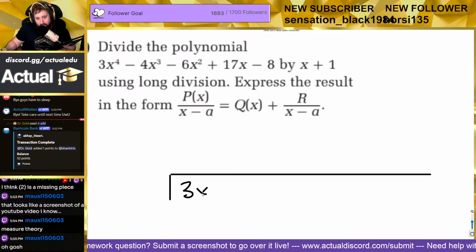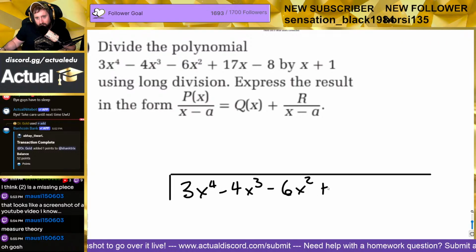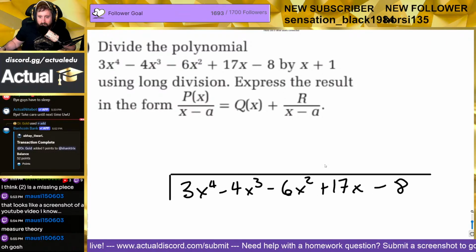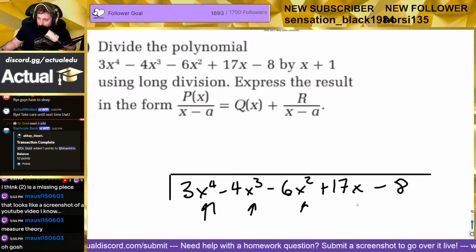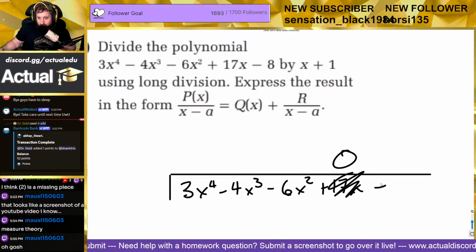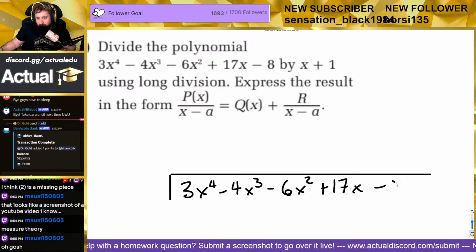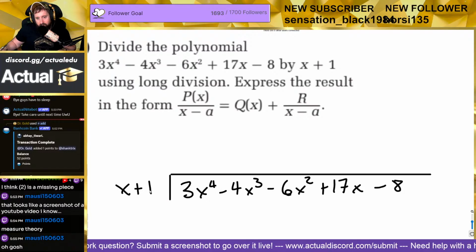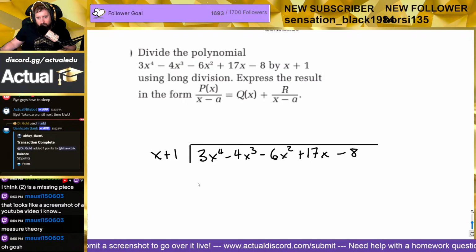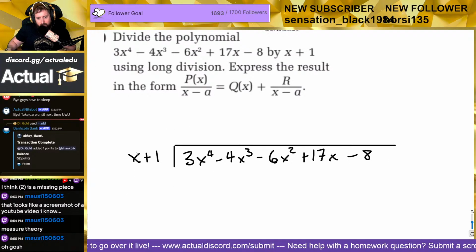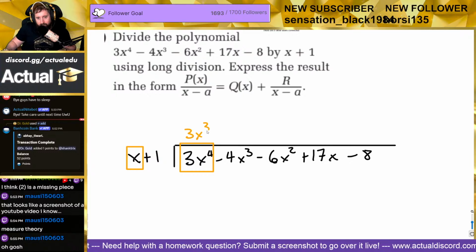Okay. 3x to the 4th minus 4x to the 3rd minus 6x squared plus 17x minus 8. Always make sure that you have all the different powers going down of x. If you were missing one of these, you've got to put a 0, like 0x. But we have all of them. And we're dividing this by x plus 1. Whenever you have long division, you check how many times this thing goes into this thing. You look at the highest term here and the highest term here, and in that case it's 3x to the 3rd. Then you multiply this all through, so that becomes 3x to the 4th plus 3x to the 3rd.